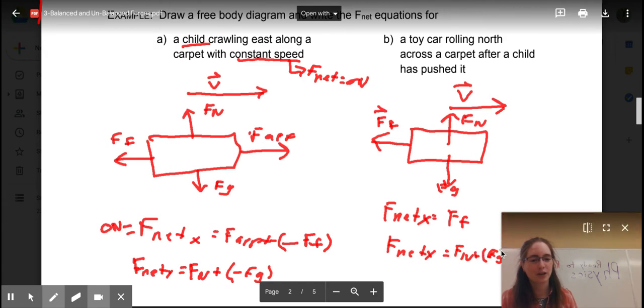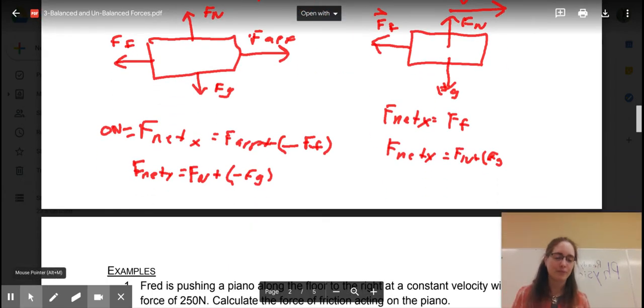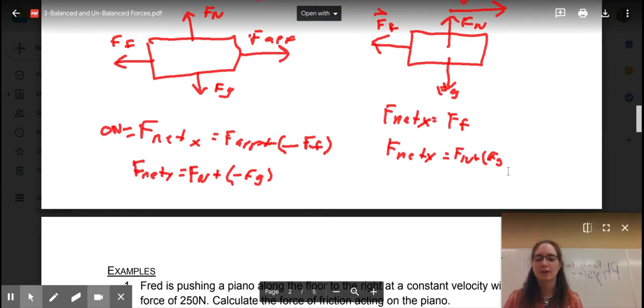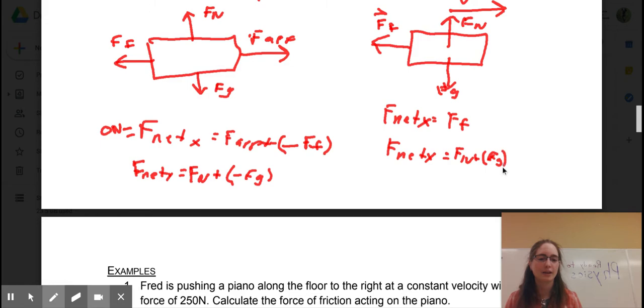Can I actually write over top of my thing? No, I can't write over top of my little video thing in the corner. There we go. Now I can write on it. Pen button. And close bracket. Sounds good.